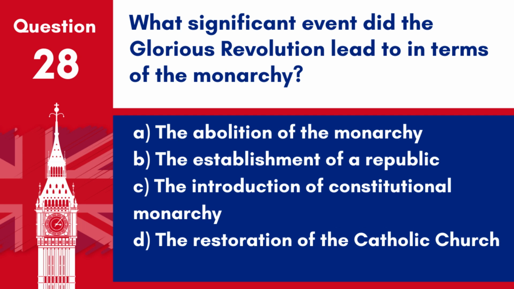Question 28. What significant event did the Glorious Revolution lead to in terms of the monarchy? A. The abolition of the monarchy. B. The establishment of a republic. C. The introduction of constitutional monarchy. D. The restoration of the Catholic Church. Answer: C. The introduction of constitutional monarchy. The Glorious Revolution of 1688 led to the establishment of a constitutional monarchy in England.